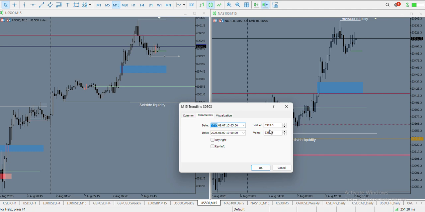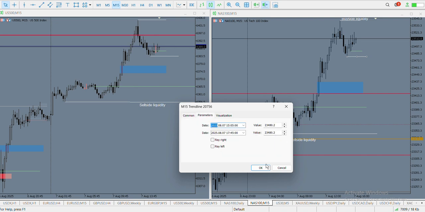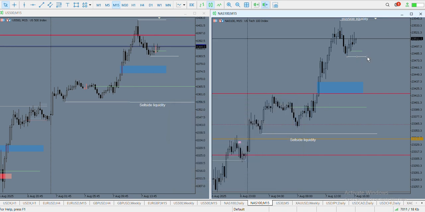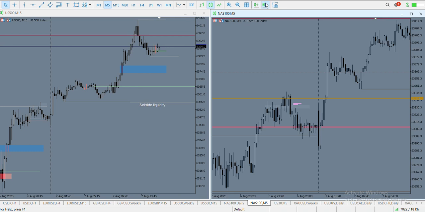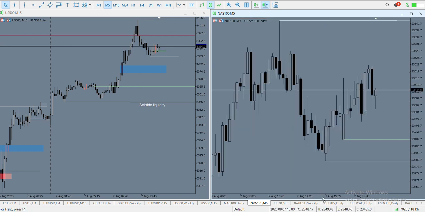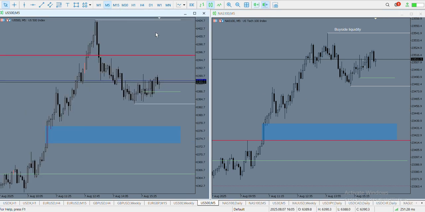This low for US 500, you can see it's 6,383.5 as sell side, and then for NAS 100, we have this low right there. So sell side rests below this 480.9 level. So back into the 5-minute chart that we've been looking at, right here and right here.